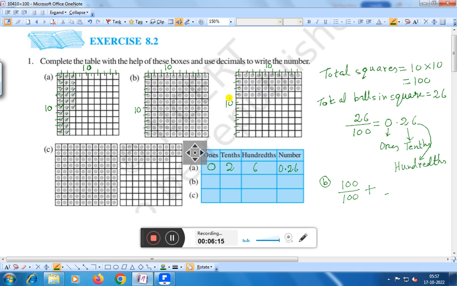That means total squares is 10 into 10, that is 100, right? And you find how many balls are there in the squares. If you count the squares, here it is 10, here it is 10, here it is 10. 10 plus 10 plus 10 plus 10, 20 plus 10, 30. And then 31, 32, 33, 34, 35, 36, 37, 38. Total 38, then out of 38.